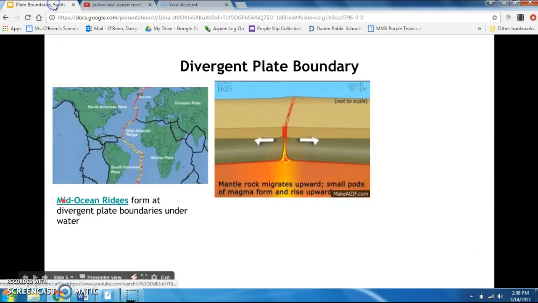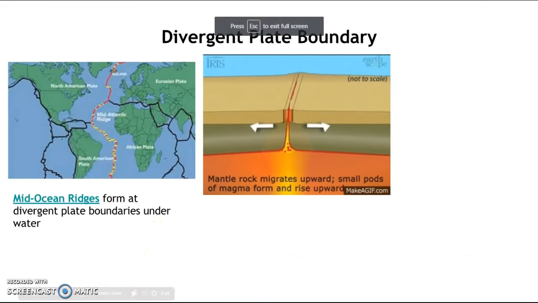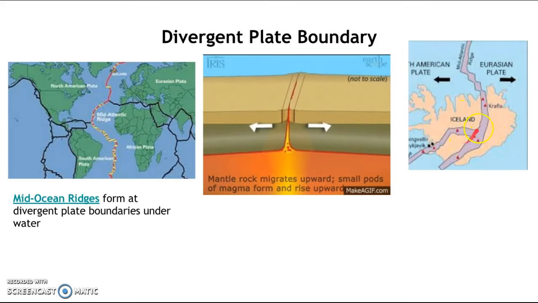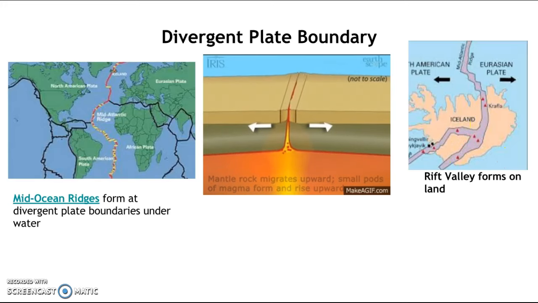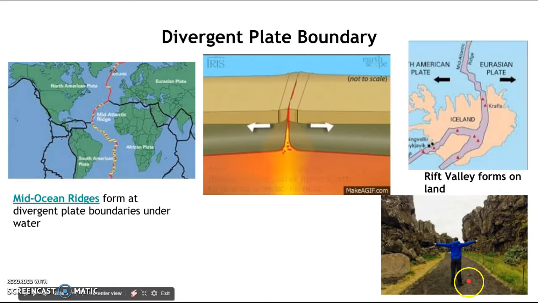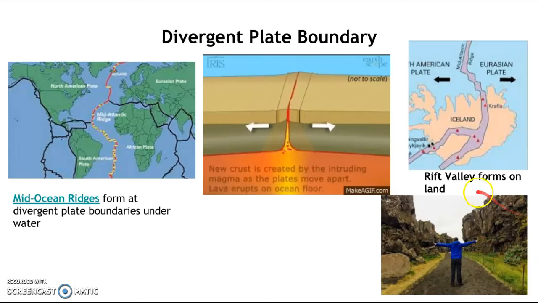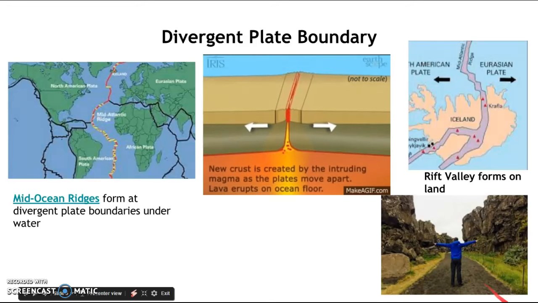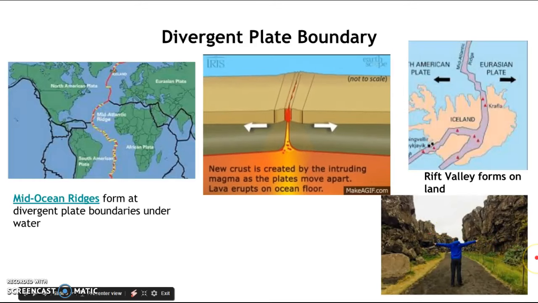So that's the process that creates the mid-ocean ridge, like the one in the Atlantic. Now, when this process happens on land, like it does in Iceland, where we have a divergent boundary cutting Iceland in half, it creates something called a rift valley. And you can actually go to Iceland, the Icelandic Rift Valley, and you can walk between the plates. You can see the North American plate on one side and the Eurasian plate on the other. And you can see that this new land has just been created by magma that's come up from the surface and cooled. So you can actually walk in between the plates at a rift valley.